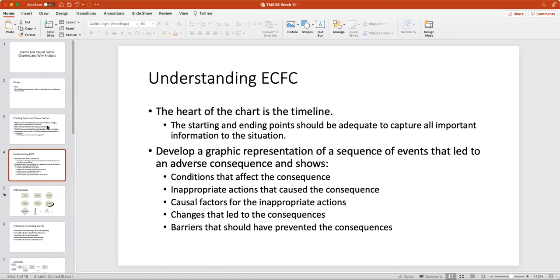So like I said, the heart of the chart is the timeline. Didn't mean for that to rhyme. The starting and ending point should be adequate to capture all the important information to the situation. You don't want to start your chart too early. You don't want to end it too late. And you are developing a graphic representation of a sequence of events that led to the adverse consequence or event. You need to identify the conditions, any inappropriate actions, causal factors, changes that led to those consequences, and any barriers that should have prevented the consequence.